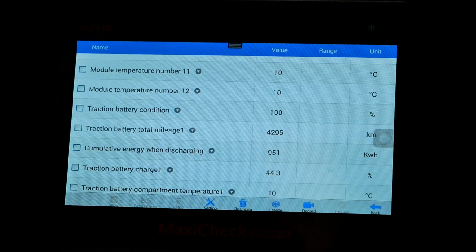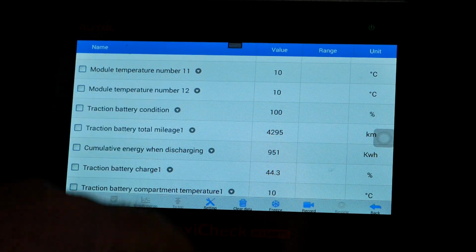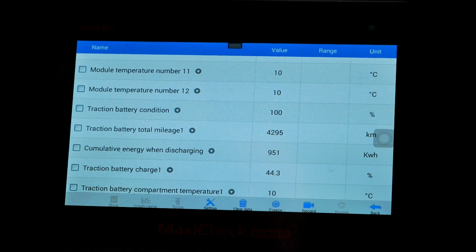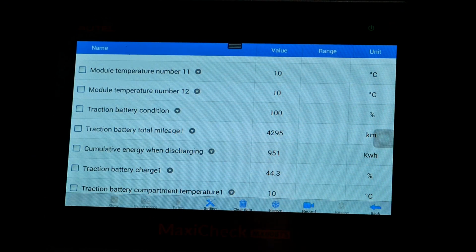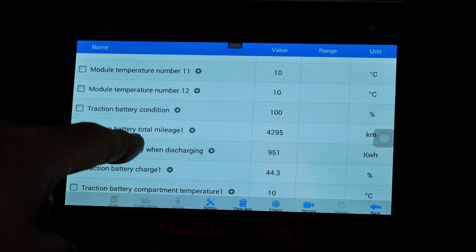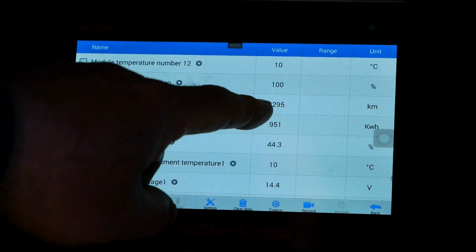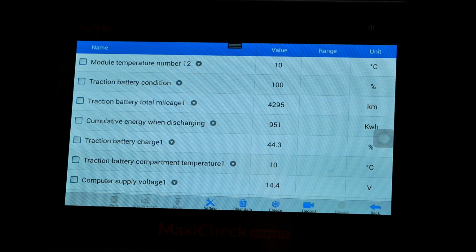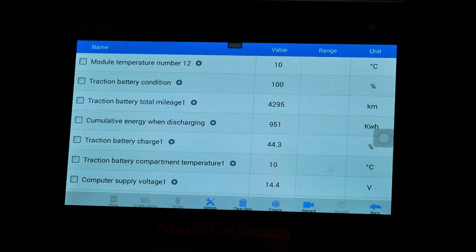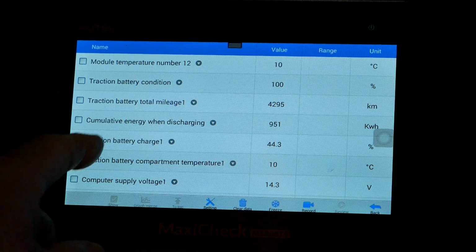This is the magic number that everyone wants to see. This is your state of health figure, and this van is currently at 100% state of health. The battery also records the mileage of the vehicle. It's in kilometres, 4,295 kilometres. And if I just look across there on the dash, it's saying 2,657 miles, I think. Can't quite see that because I need my glasses on, but anyway. So we can see that that ties up with what the dash is saying.